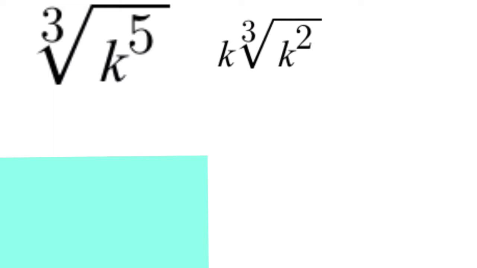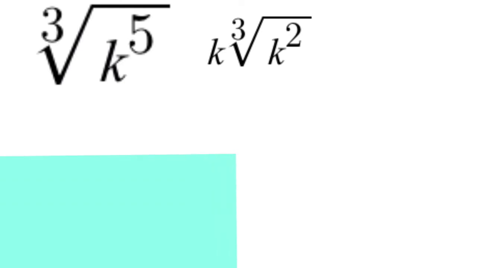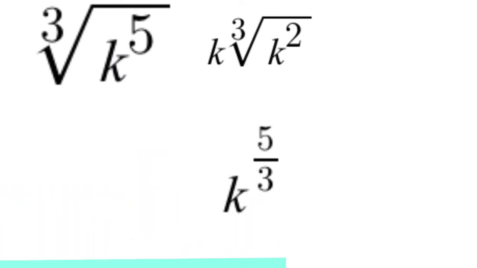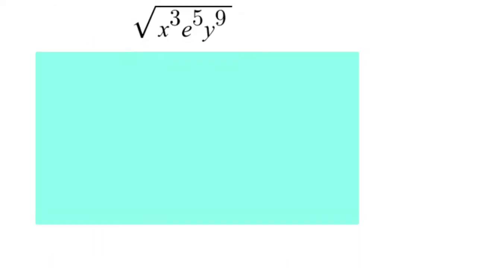But that's not very usable for bigger and longer equations, or more complex equations. So we will be learning how to turn them into this. K to the power of 5 over 3. And so all of these right here are equal. They all have the exact same answer.